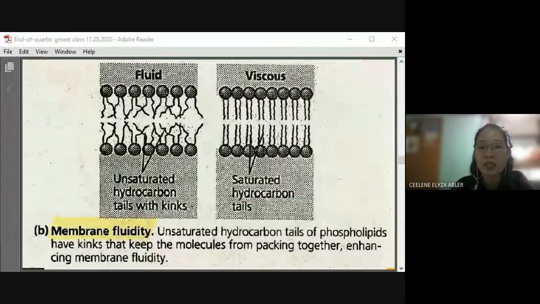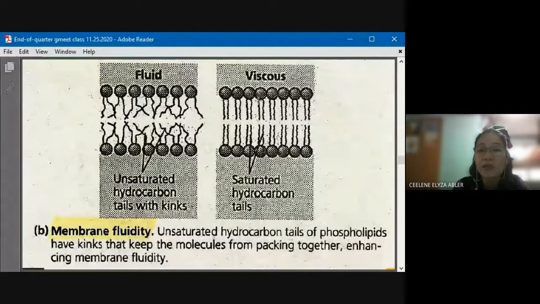It's actually a mixture of both the saturated and unsaturated. So, si unsaturated, class, will actually allow certain substances to pass through, like the nonpolar molecules, para maka-diffuse sila into and out of the cell. So, the kinks actually help with the movement of the substances. Pero, kailangan mo din ng saturated. Kasi hindi mo at all times may i-diffuse ka in and out of the cell na pwede lang papasok at lalabas. No. So, kailangan mo din ng saturated hydrocarbon tails.